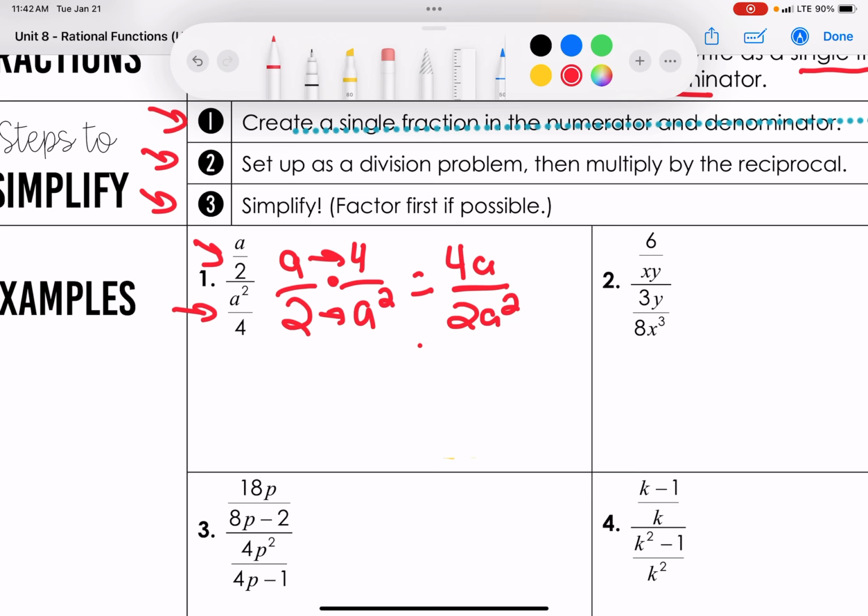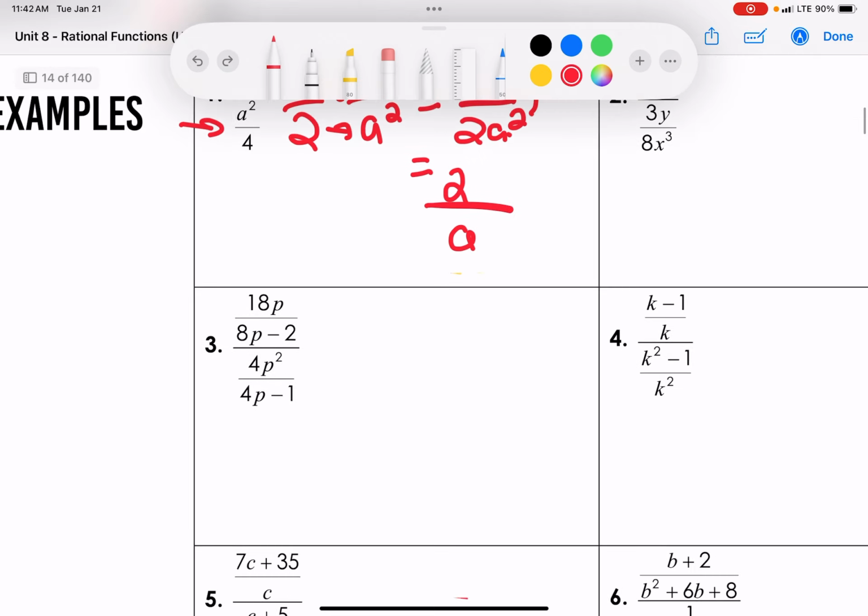Well, look, I could still simplify this. 4 divided by 2 is going to give me 2. And I got a over a squared. Remember, there's a 1 right here. So now this goes over just a, because 2 minus 1 is just going to give me a to the first power in the denominator. All right, and that's my final answer.